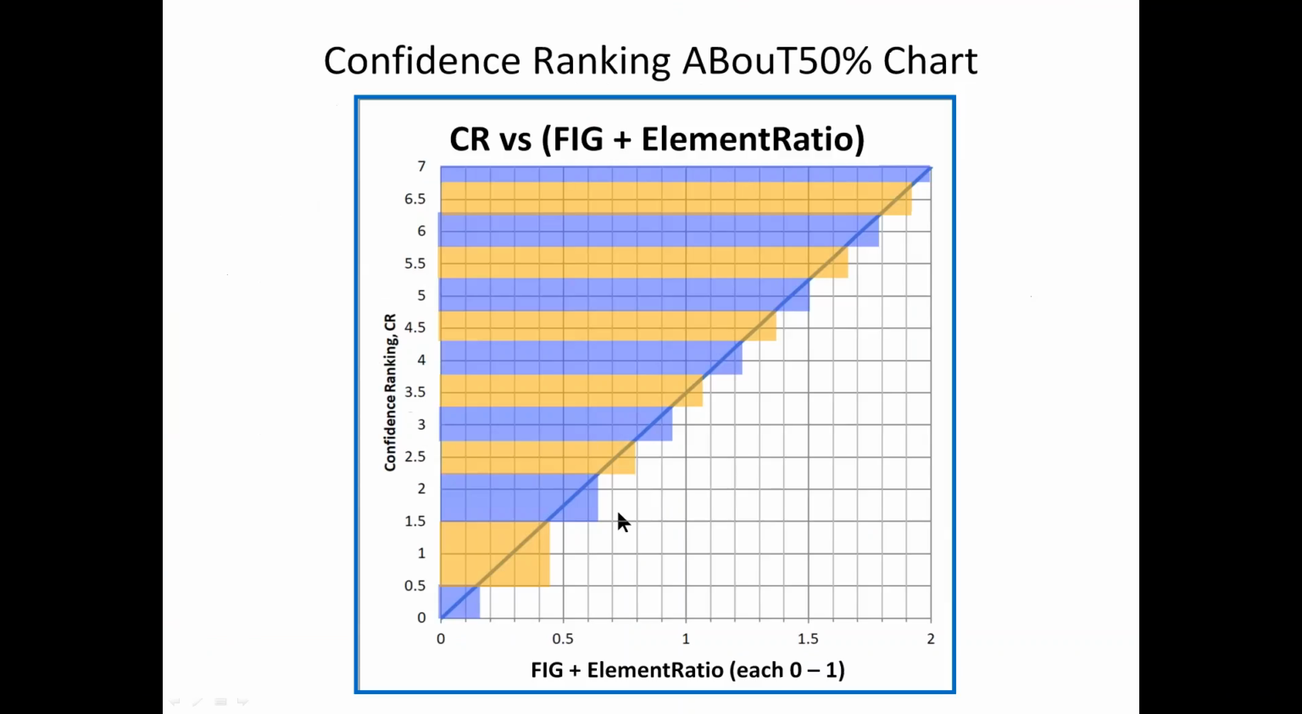Now let me show you a graph I made to make it easier, and some of you might want to use this. This idea of adding the 0 and 1 elements together, which is the fig plus this element ratio, always gives you a number between 0 and 2. You then can look on a chart like this and not have to do the multiplying by 3.5.